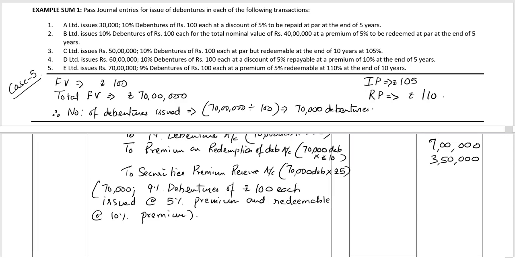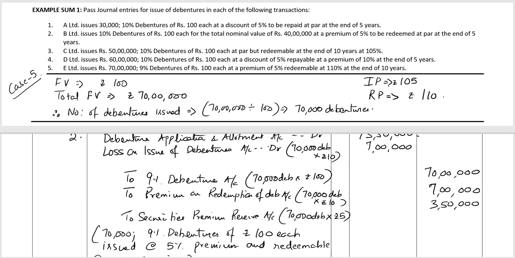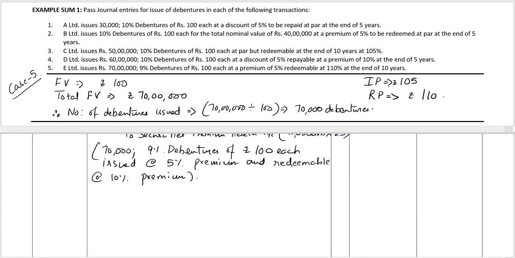Now, if we see here, we have a loss on the issue of debentures, 7 lakh rupees to be written off. There is an available balance in securities premium reserve to the extent of 3,50,000. So to that extent, we will utilize the securities premium reserve, and for the balance, we will debit statement of profit and loss. So the third entry is securities premium reserve account debit. Available balance 3,50,000 rupees.